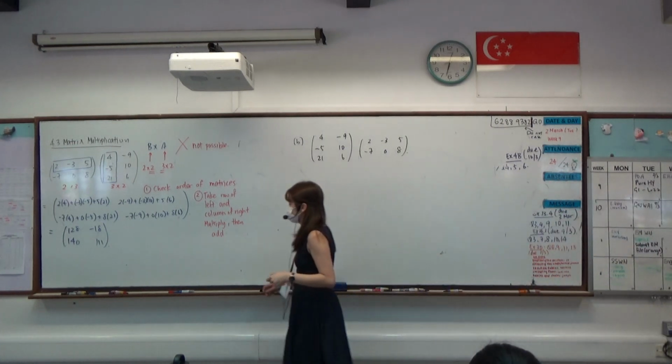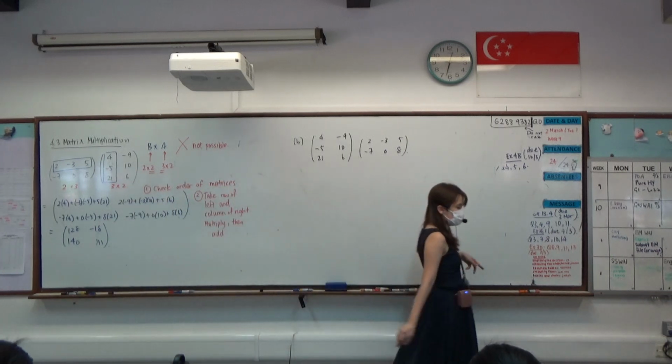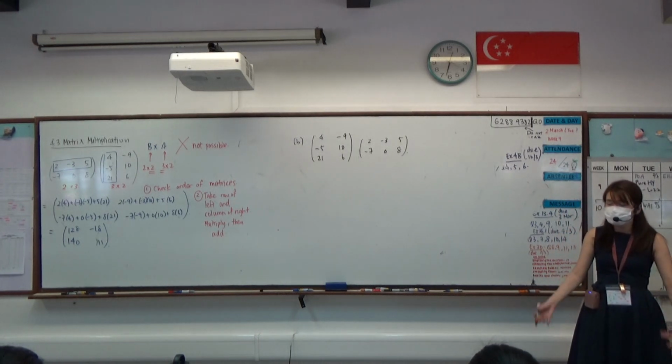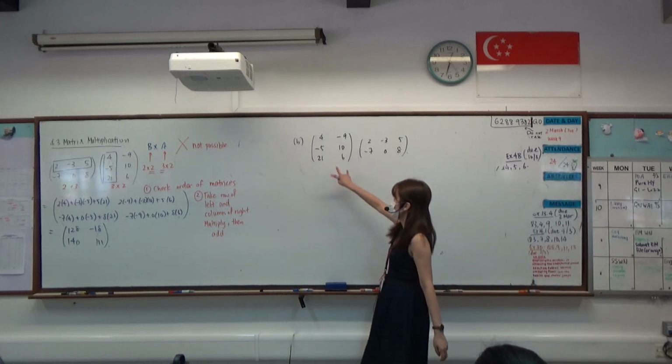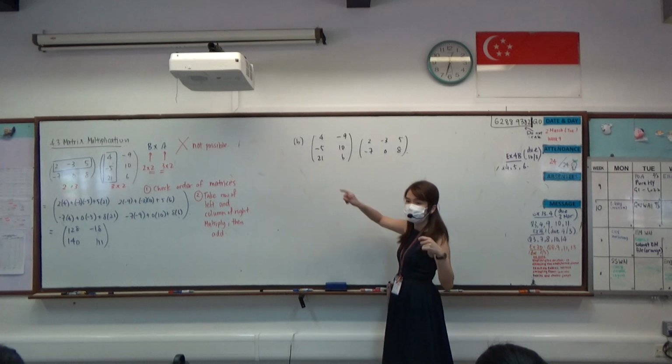Okay, let's figure out the order of these two matrices when you multiply. Okay, what's the end matrix going to be like? Let's figure out the order together. Then I'll let you go and explore. Okay, what's the order of this matrix here? Joseph, order?